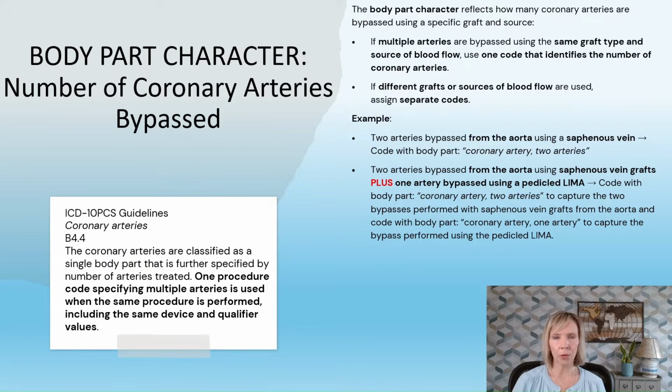Alternatively, if 2 arteries are bypassed from the aorta using saphenous vein grafts, plus 1 artery is bypassed using a pedicled left internal mammary artery, assign 2 separate codes, one with the body part coronary artery 2 arteries to capture the 2 bypasses performed with saphenous vein grafts from the aorta, and then another code with body part coronary artery 1 artery to capture the bypass performed using the pedicled LIMA.